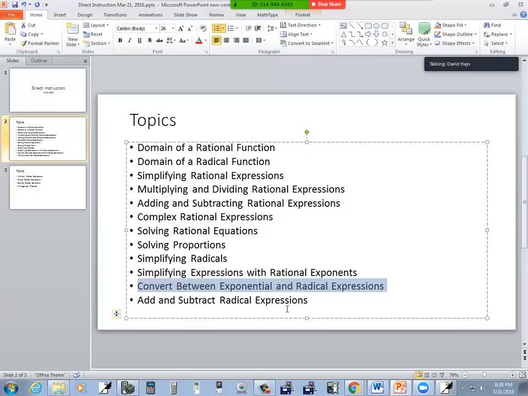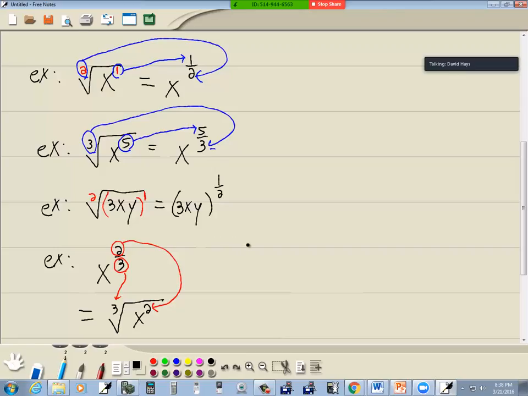Now let's take a look at adding and subtracting radical expressions. So let me clear off this page.